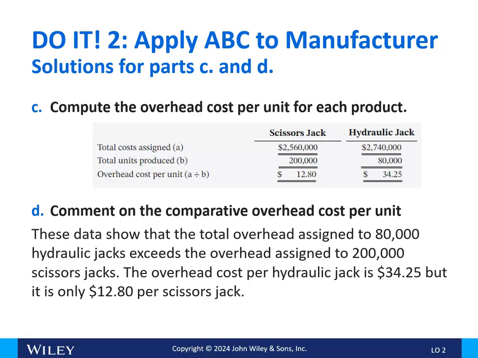We have in line roughly the same amount, so 2560 for scissors jack, 2740 for hydraulic jack, so a little bit higher, $200,000 higher almost. But since there's a lot fewer units, the cost per unit is much higher.